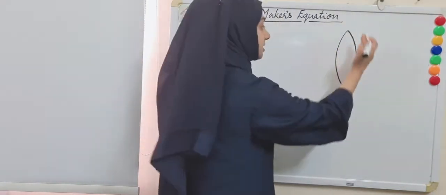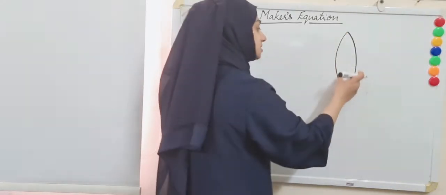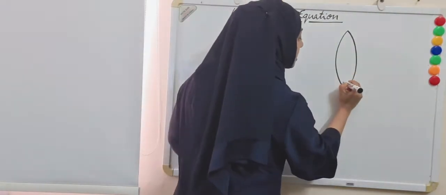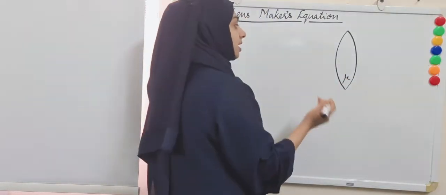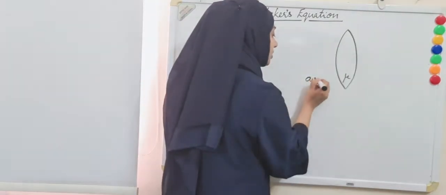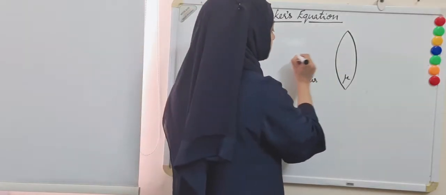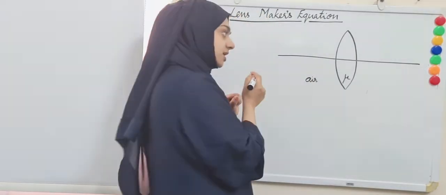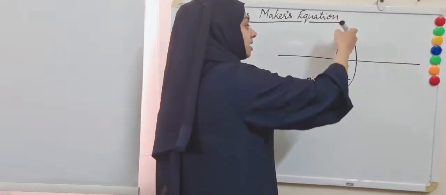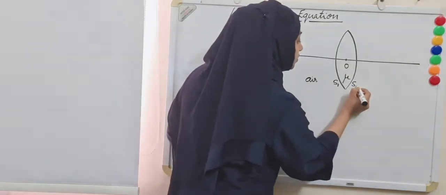It has two spherical surfaces, and let me assume that the medium enclosed by these spherical surfaces has a refractive index mu, and outside this lens we have air. What is the refractive index of air? That is 1. So let me consider a principal axis for the lens which passes through the optic center O, and let me name this surface as S1 and the other surface as S2.